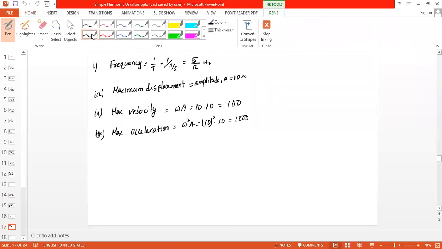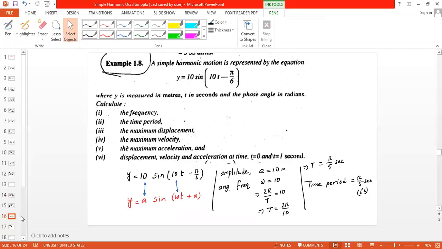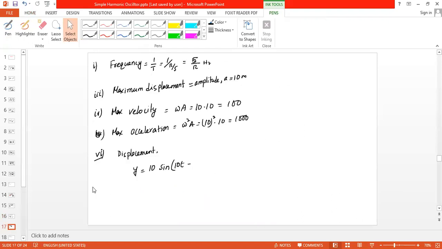So actually we have to find out displacement, velocity, and acceleration at time t equal to 0 second. Now the general equation for the displacement is y equal to 10 sine (10t minus pi by 6), right? Minus pi by 6.